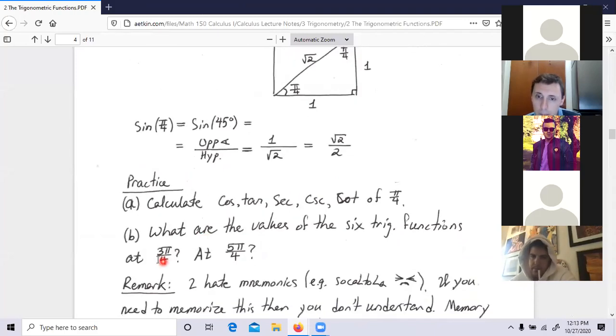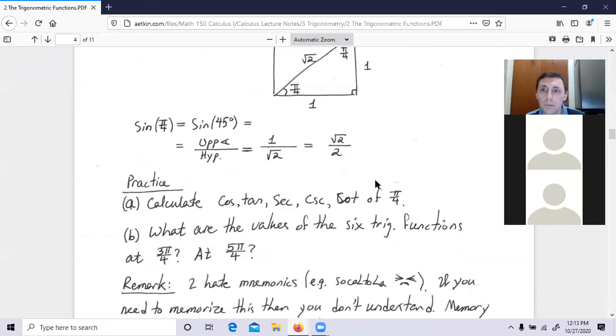So sine will be the same value as before. It's root 2 over 2. Cosine of 3 pi over 4 will just be the same, but with a negative sign, because we are on the negative x-axis. Am I making sense, guys? What will tangent be? Tangent will be what?